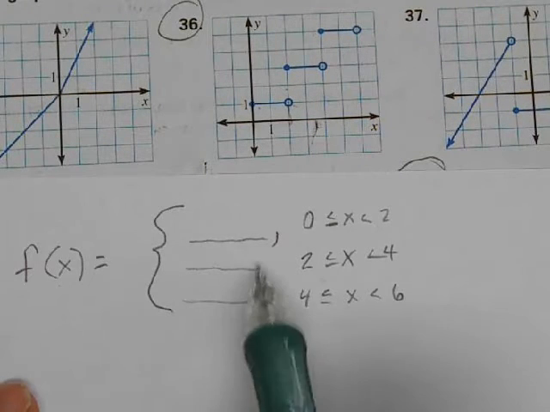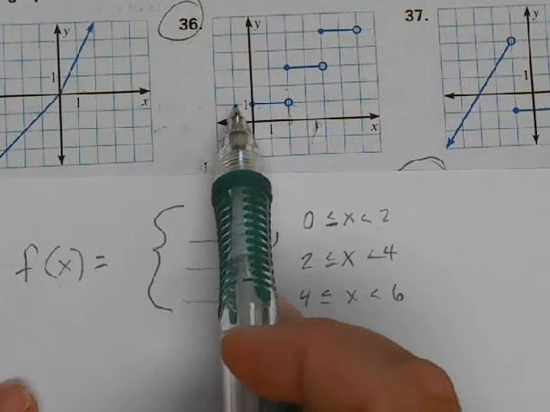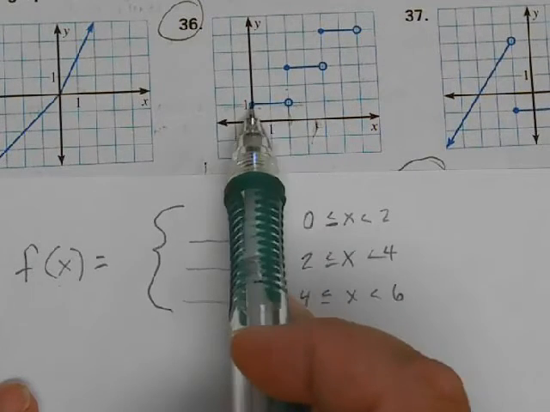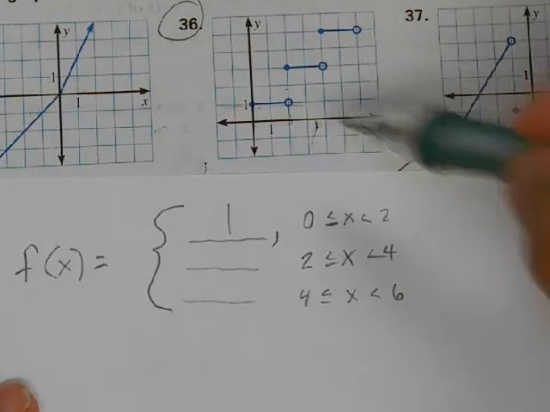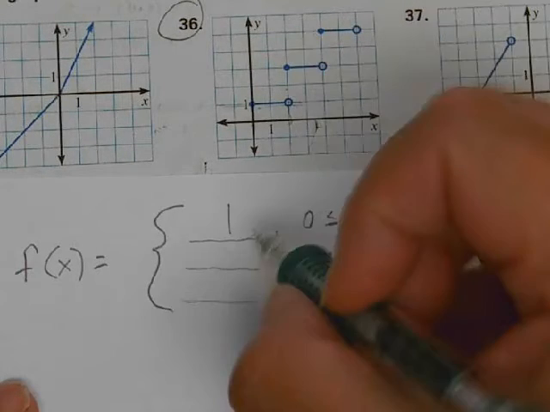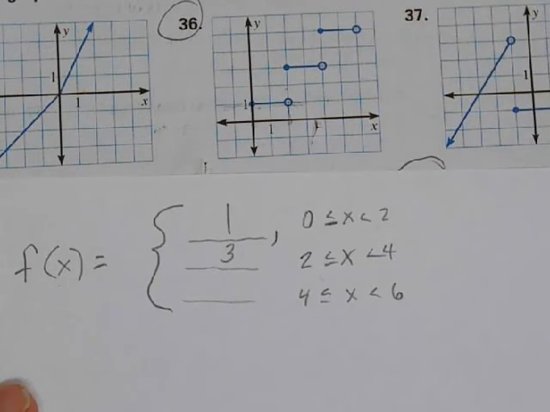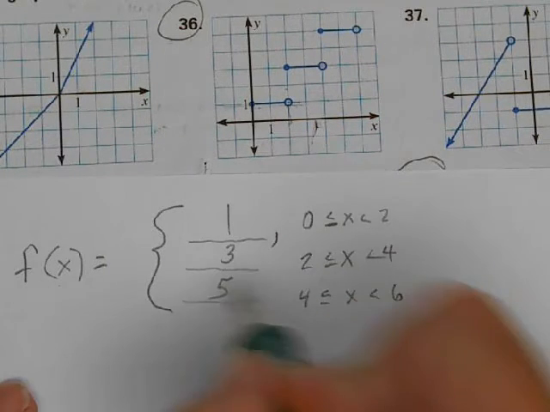This one is a step function. Between 0 and 2, the y value remains the same. The y value is always at 1. Between 2 and 4, the y value is always at 3. And between 4 and 6, the y value is always at 5.